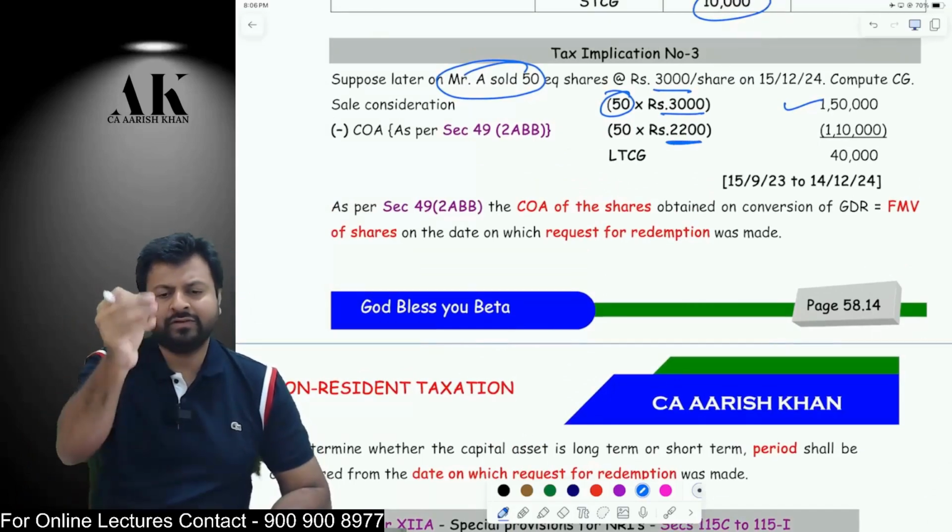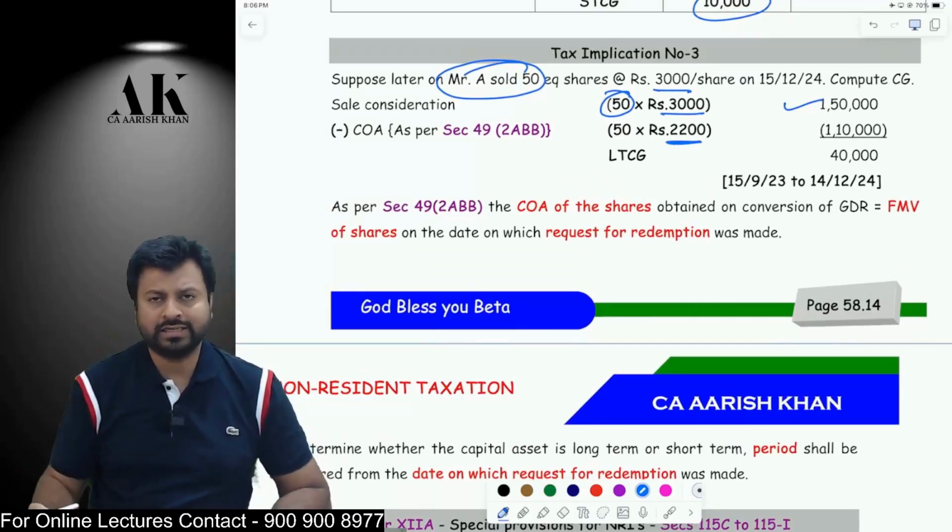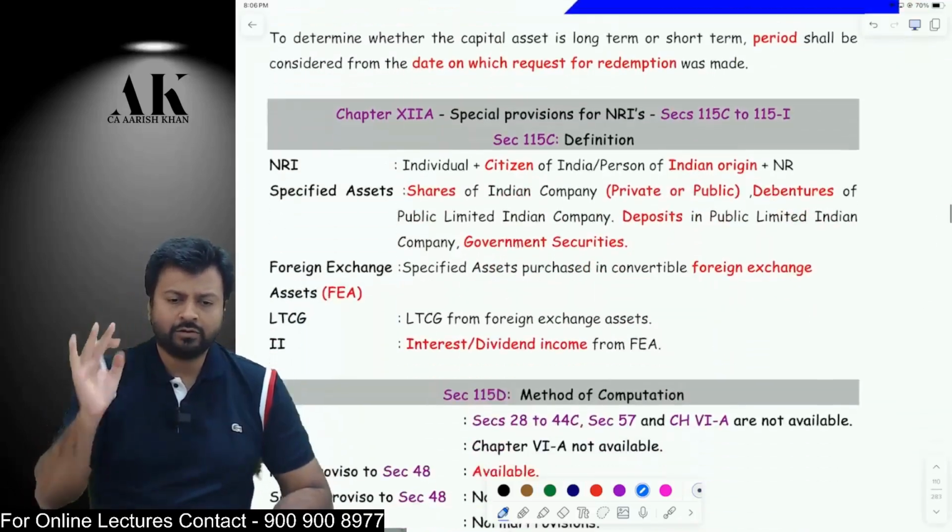The entire discussion is given very beautifully in the form of an example so that you can easily understand with the help of this example. Okay, I have told all the provisions to you.